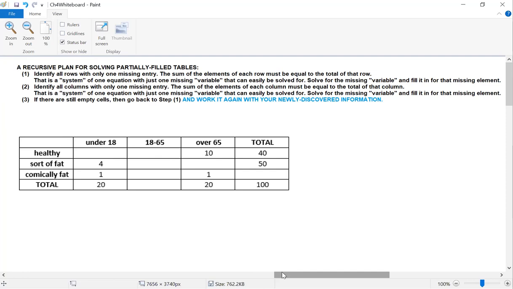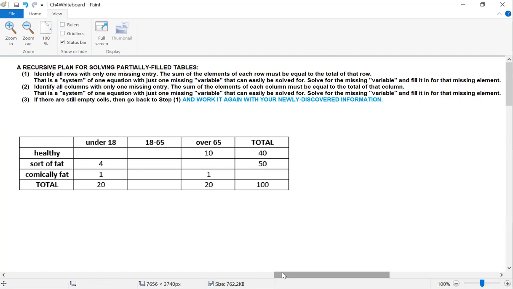So we're going to have this table. Every single table I give you will have a total row and a total column. So there will always be totals. The first thing you want to do is go through all of the rows with only one missing entry. Because if they only have one missing entry, it's a system of one equation. That's from pre-algebra, all the way back in like sixth or seventh grade for you. You know how to solve that.